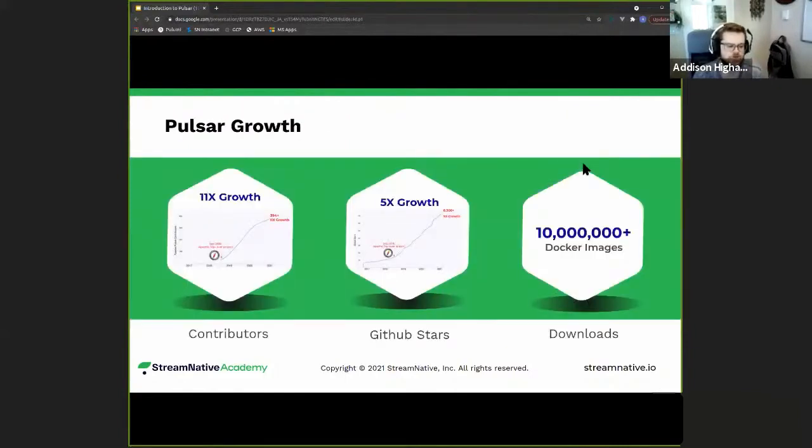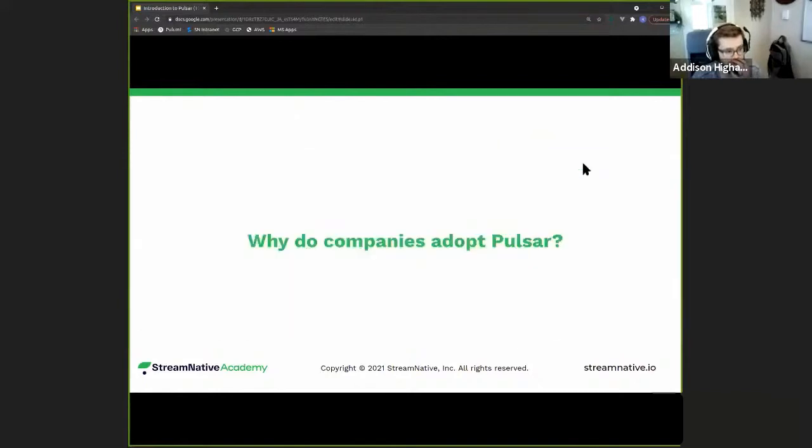There's lots of ways to measure growth, but some of the ones that we really like to point out and look at here is growth of contributors. Since becoming a top level project, the contributor growth, I actually think we just hit our 400th contributor in the last few days. Lots of growth in stars, as well as lots and lots of Docker image downloads, which by all estimates is from a lot of Kubernetes clusters and users. So why are they adopting Pulsar? Why is this growth happening?